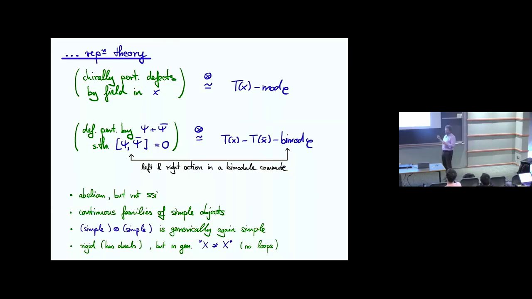It does, however, have some properties which are maybe less familiar if one is used to working with these fusion categories for topological symmetries. So it's still abelian, so it still has kernels and co-kernels, but it's typically quite far from being semi-simple. It does have simple objects, and it typically has continuous families of simple objects, so it's quite large. And it has the funny property that if you take the tensor product of two simples, the output is generically again simple. So that's surprising if you are more used to semi-simple categories, but that's nonetheless true. It is also rigid, so you have duals, but it has the funny property that the left and the right duals are typically not the same, so you can't do loops even though you have duals.